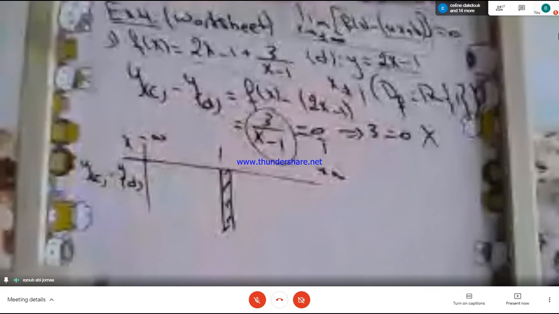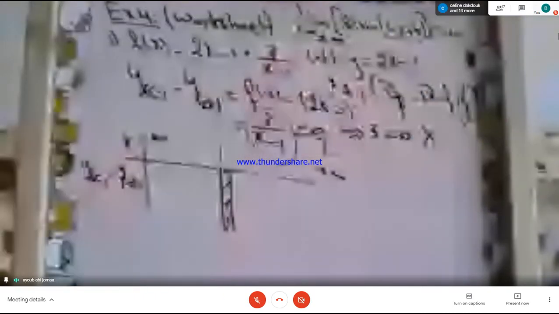Basically, we are talking about the function f. We are studying the function f over its domain. The domain is x different than 1. So I need to put this 1 here.